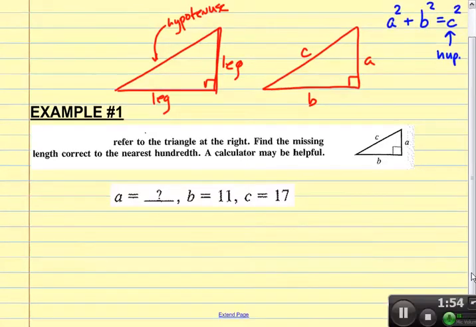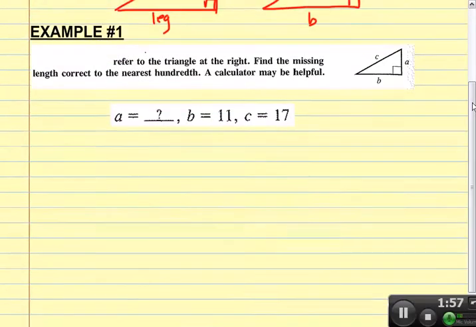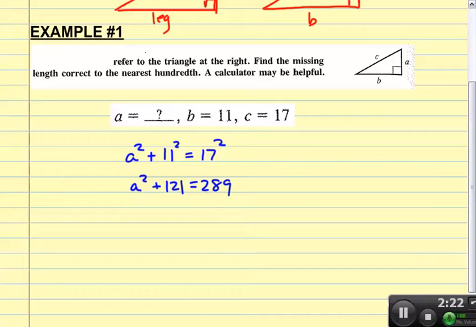So let's take that idea and go down to example number 1. It says, refer to the triangle at the right, ABC. Find the missing length correct to the nearest hundredth, which means I'm going to use a calculator. I don't know what A is, so A squared plus 11 squared is equal to 17 squared. That's A squared plus 121 is equal to 289. Now I'm going to subtract 121 from both sides, and A squared is equal to 168.